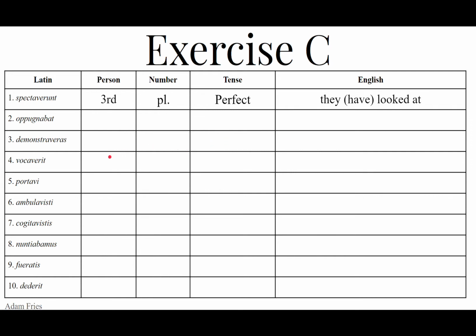4, vocaveret. The t tells us it's third person singular. He, she, it is doing this action. Then we have the tense marker ere on the perfect stem, vocav. So that's going to be future perfect, the third singular future perfect. He, she, it will have done something. And vocare means to call. He, she, it will have called.